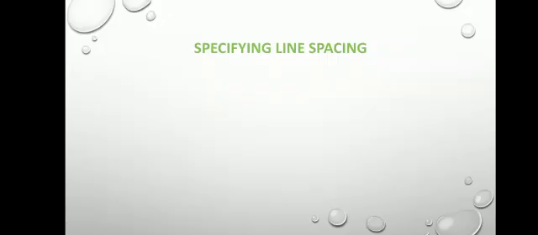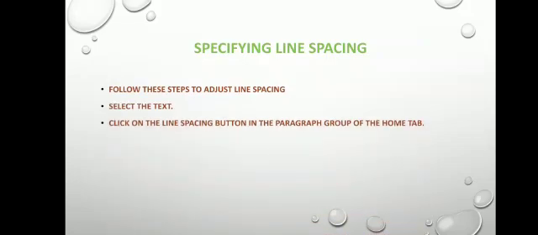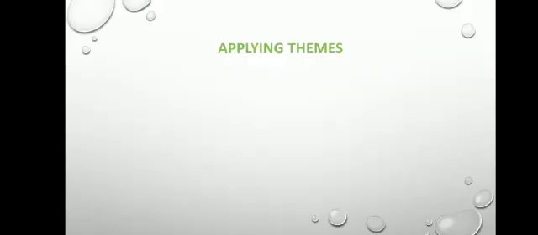Specifying line spacing. Line spacing means providing space between two lines. Follow these steps to adjust line spacing. Select the text. Click on the line spacing button in the paragraph group of the Home tab. You will see a list of options. Select the desired spacing. Applying themes.